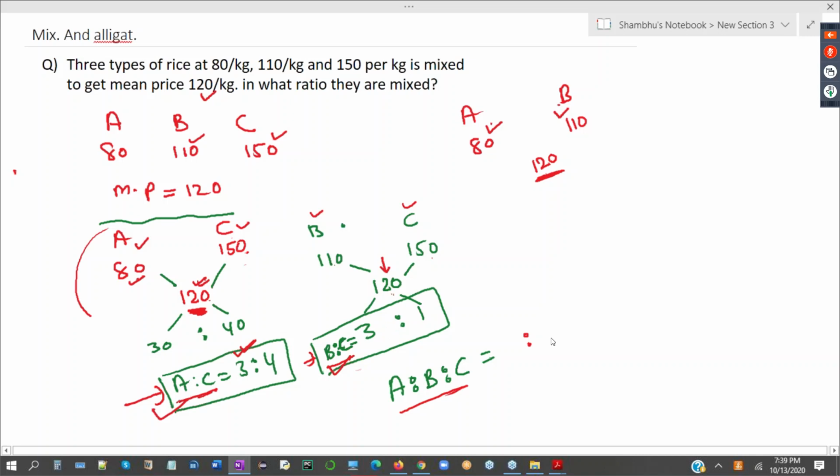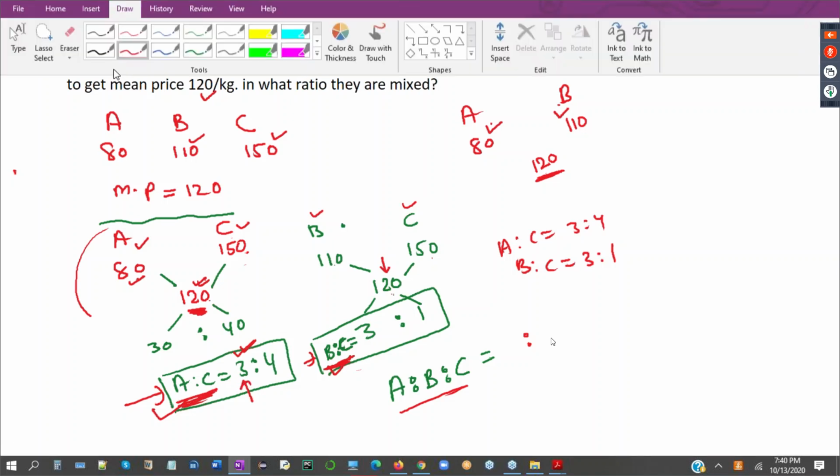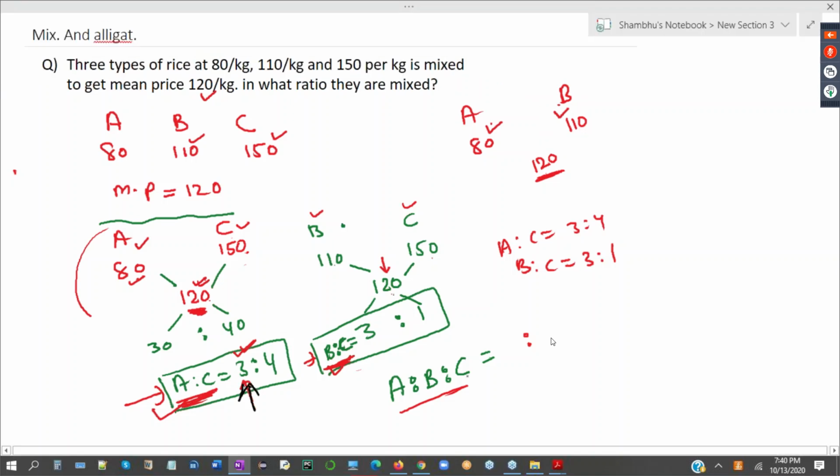Finally, I have to combine this AC ratio and BC ratio. I have to write ABC. So listen how you have to write finally. In the A and C ratio, A and C is 3:4. B and C is 3:1. In AC and BC, what is the value of A? A is only used once. Its value is 3. So write 3 here.